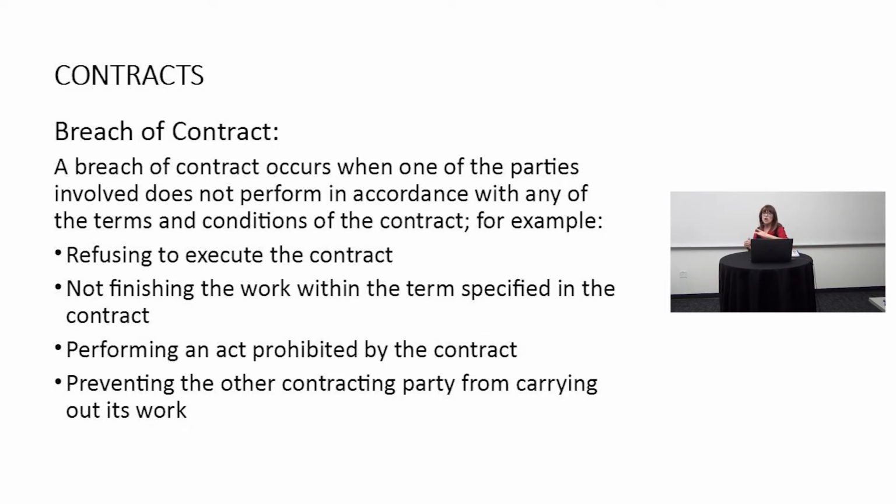Preventing the other contracting party from carrying out its work. One you may run into with this is you contract for a job, you have a schedule to do it. When you come to the property, it is unavailable to you. Owner has gone to Europe for a month, and you are delayed from carrying out your work. That's an example of preventing the other contracting party from carrying out its work.